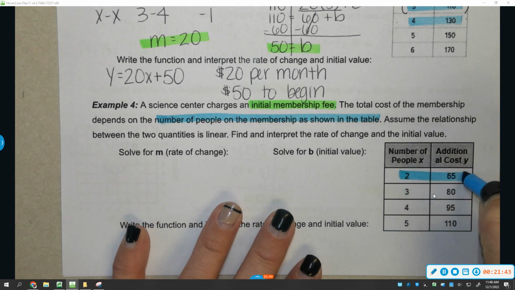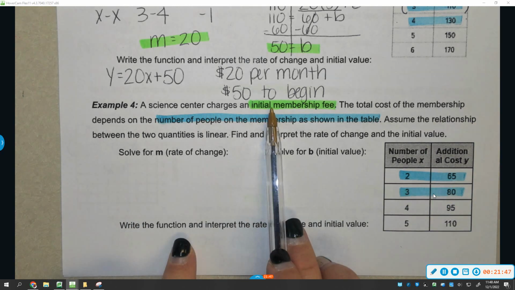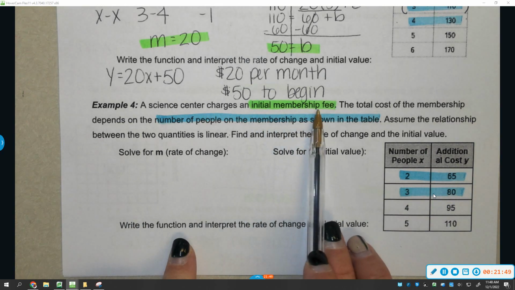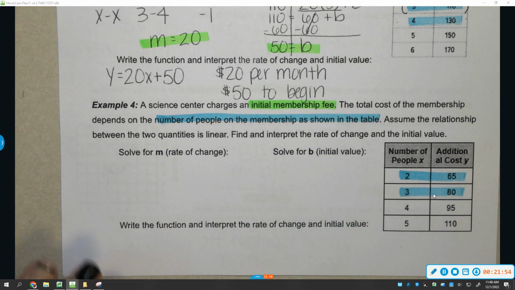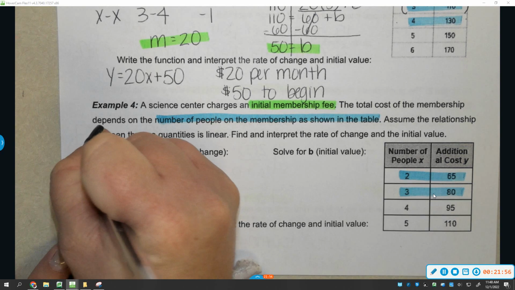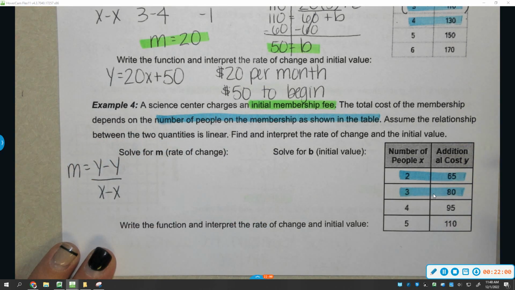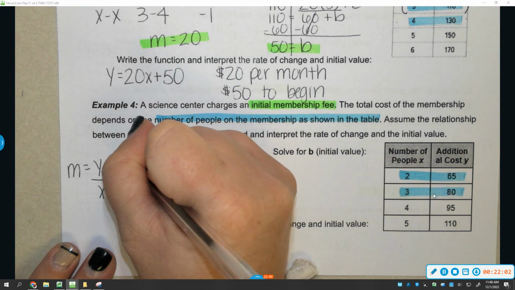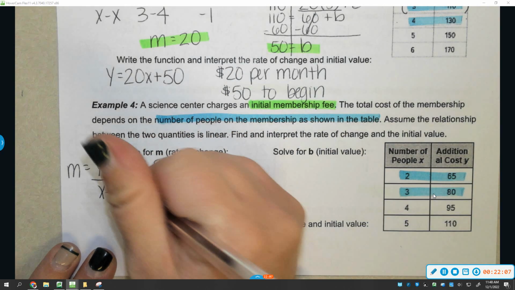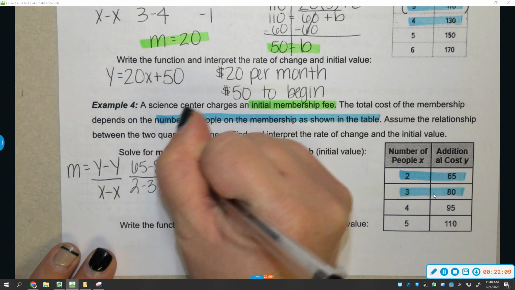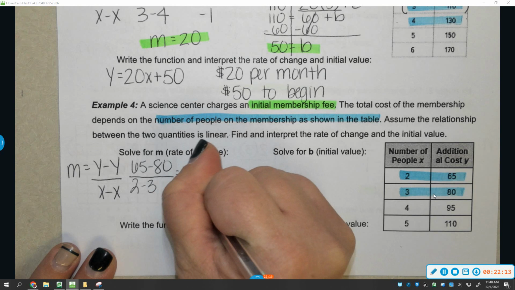So again, let's start off with solve for M. Now again, this is really nice. It tells us what the initial fee is. So then all we have to do is interpret what our rate is. So M is y minus y over x minus x. If I use these two, 65 minus 80 over 2 minus 3 is negative 15 over negative 1, or 15.